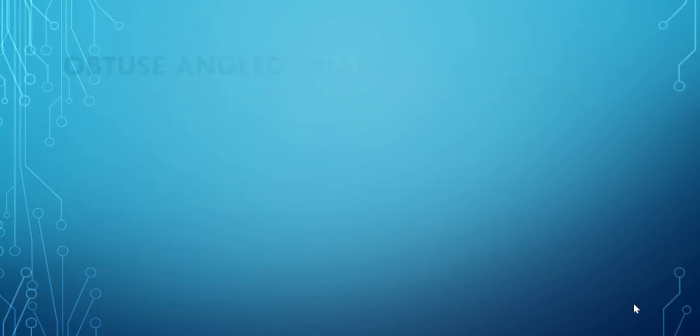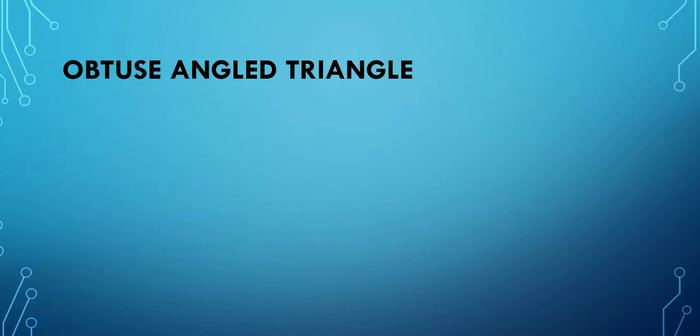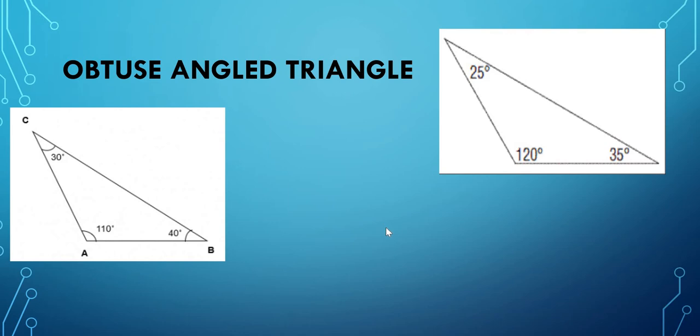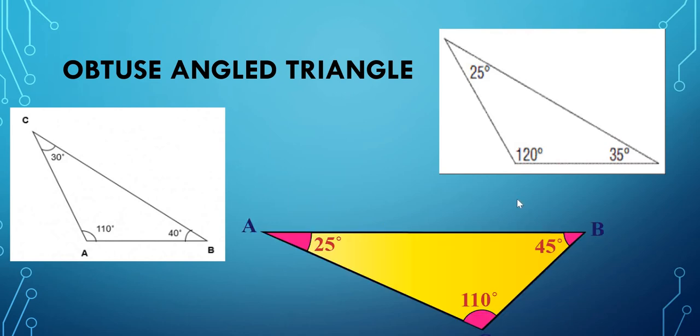Here we have an example, obtuse angled triangle. We have 110 degree, that means 90 க்கும் 180 க்கும் இடையில இருக்குது. And we have 120 degree, this is 110 degree. Okay, so these are the examples for obtuse angled triangle.